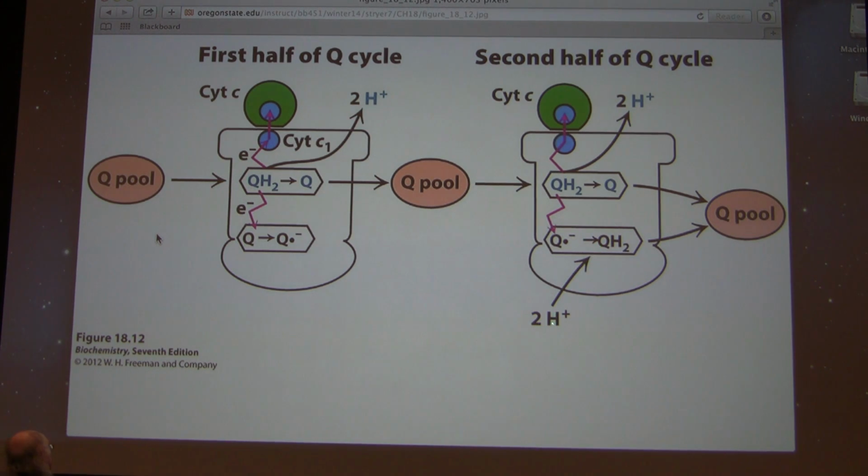So the two protons that come from here come from the mitochondrial matrix. That's correct. So this is the mitochondrial matrix down here. This is the intermembrane space up here.